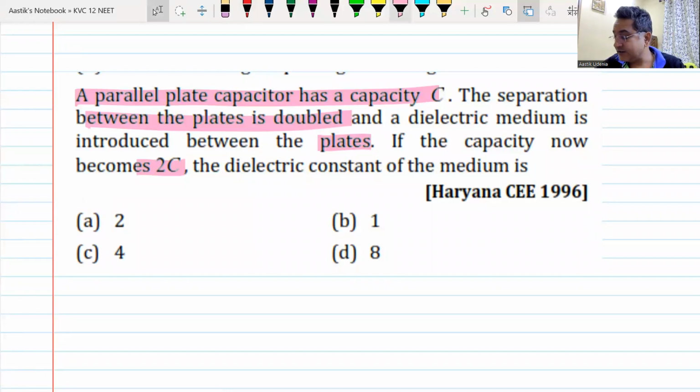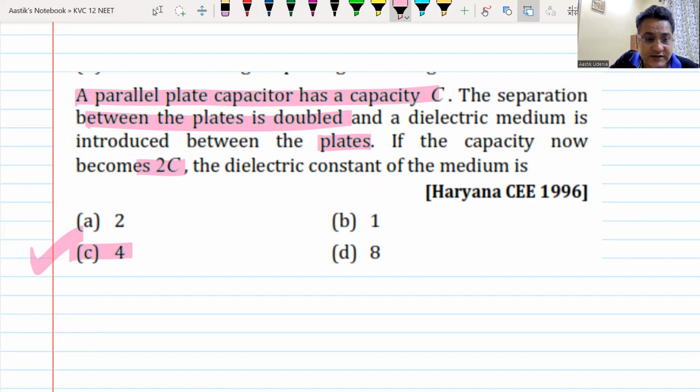So the answer here is option C. When the plate separation is made twice, the capacitance becomes half. And now a dielectric is inserted. The capacitance becomes 2 times. From half, it becomes 2 times. So the dielectric constant has to be 4.